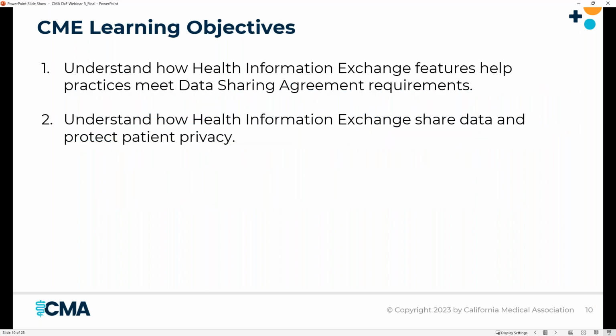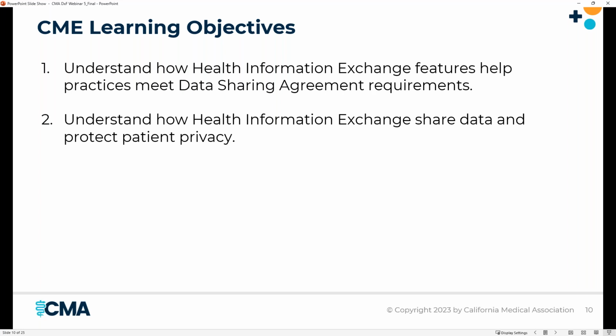Today's learning objectives are really about, once again, how HIEs help practices meet the data sharing agreement, and second, how it protects patient privacy and helps practices share data. I understand that the 2 biggest concerns we receive from practices are, one, patient privacy. Are my patient data going to be protected? Is it going to be safe? How do I know? Adley will cover some of those topics. And then the other is about, what are the requirements?